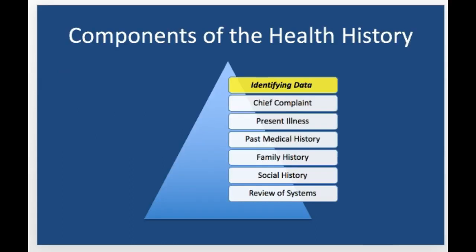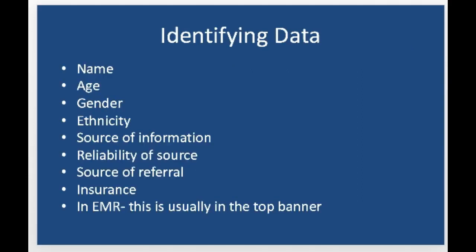You have a number of items in Blackboard for your review, so make sure that you go through those. The components of the health history are listed here. It starts with the identifying data, moves down to the chief complaint, present illness, the past medical history, the family history, social history, and the review of systems is the final part of the health history. So all of these areas should be listed in a comprehensive note. And the pertinent areas should be listed in a focused SOAP note. And we'll talk more about that in a bit.